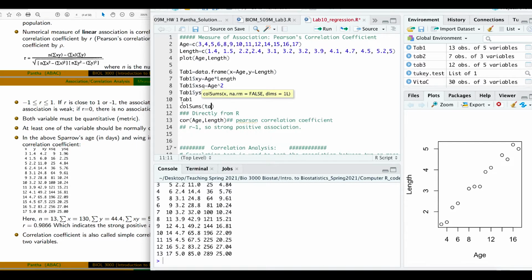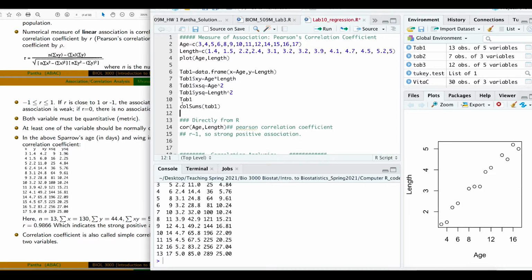And then Table 1, if you do that, what do you get? Let me run that. Oh, the uppercase T, right? Uppercase Table 1. To do that, you will get: sum of x is 130, sum of y is 44.4, summation of x times y is that, summation of x squared, summation of y squared. So that's what I noted here, and then you plug into the formula. Okay, that's what you do.